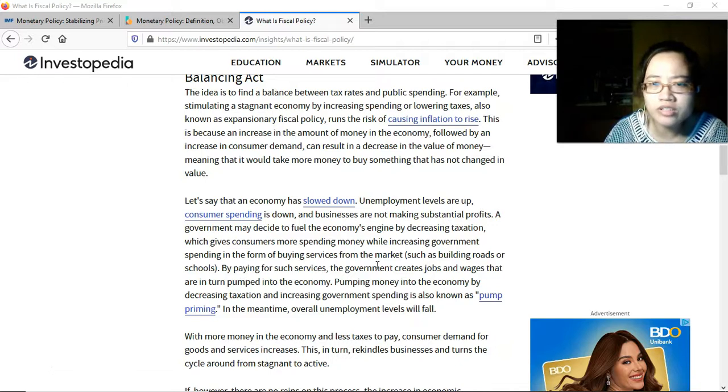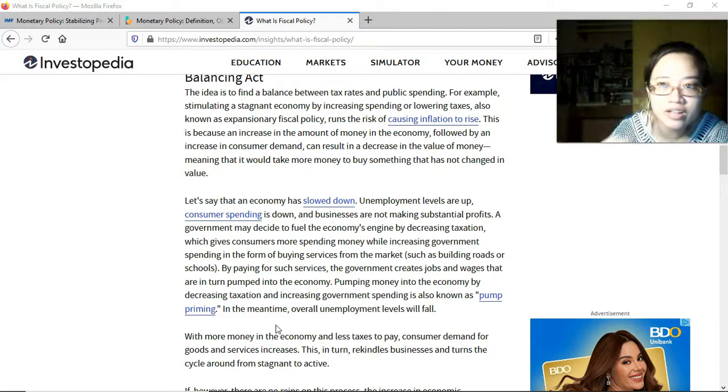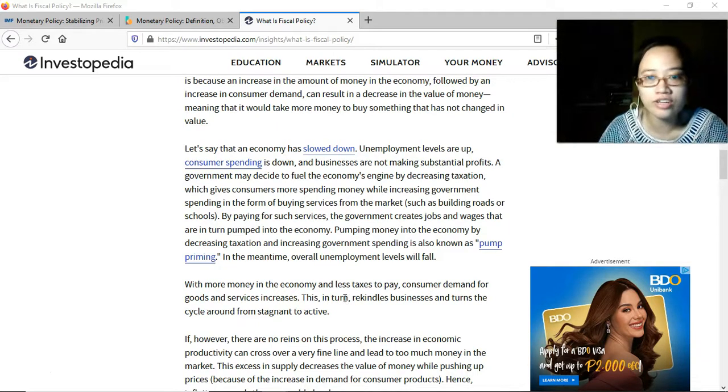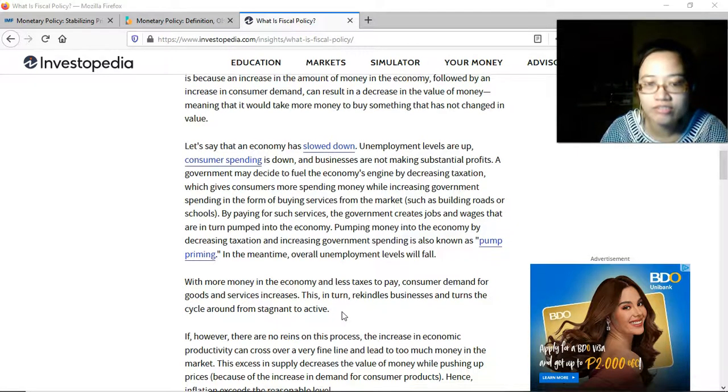By paying for such services, the government creates jobs and wages that are in turn pumped into the economy. So pumping money into the economy or increasing the money supply by decreasing taxation and increasing government spending is also known as pump priming. So in the meantime, overall unemployment levels will fall, or employment levels will rise. With more money in the economy and less taxes to pay, consumer demand for goods and services increases. This in turn rekindles businesses and turns the cycle around from stagnant to active.